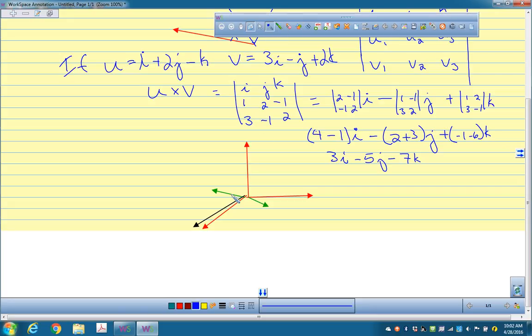But if I did that, this vector here would be perpendicular to this vector, as well as perpendicular to that vector, which is kind of hard to see in 3 dimensions, but that's what you get if you get the cross product. Okay? You get that?